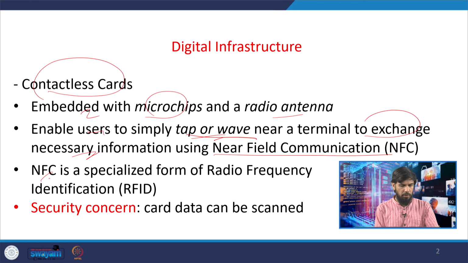And what is NFC? This is again a specialized form of radio frequency identification, which is RFID. We will talk about this later also. So, essentially using the microchip and the radio antenna, whenever we wave close to a terminal or tap close to a terminal, the information exchange happens through radio signals, and that is how the processing, maybe a payment, happens at a retail store.